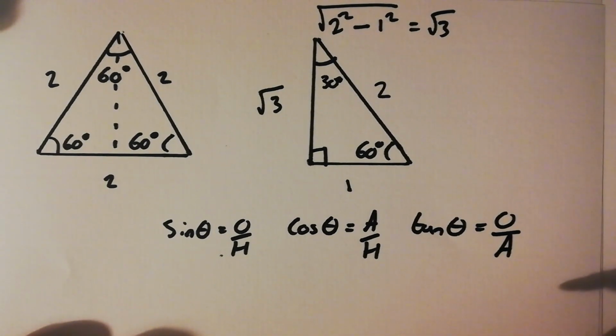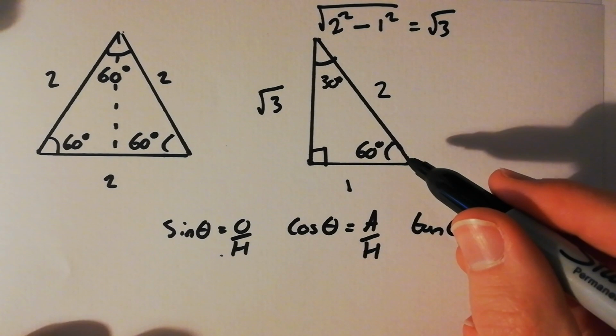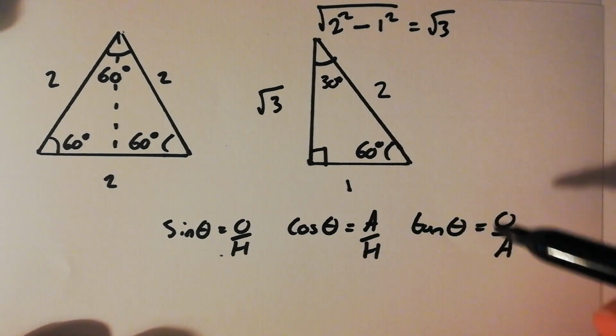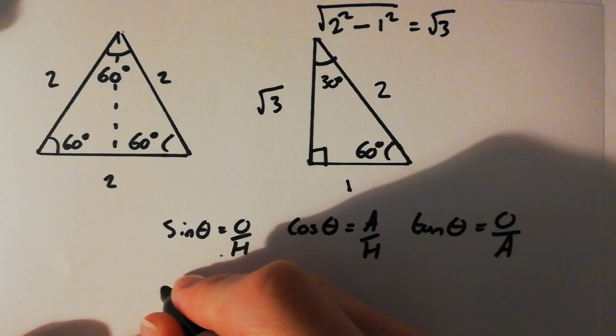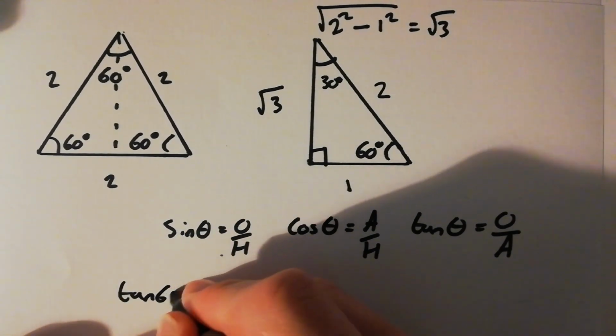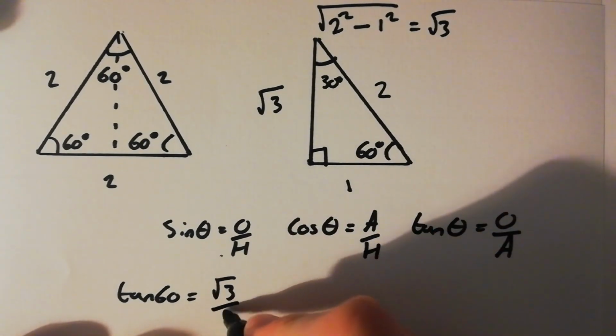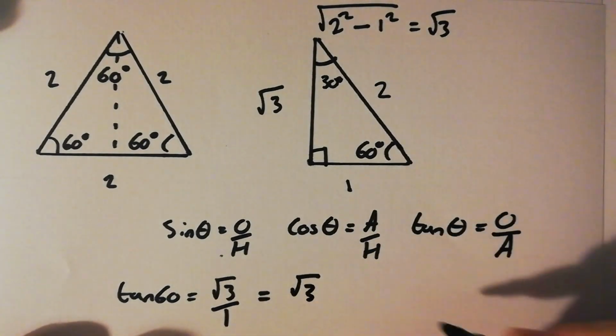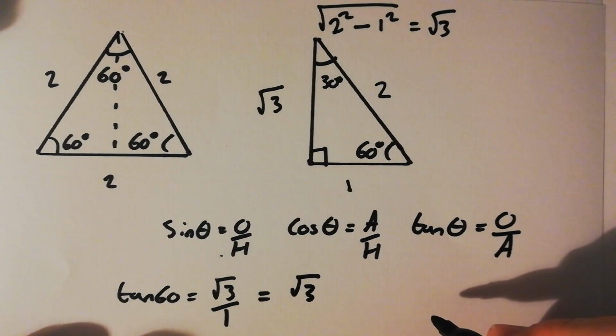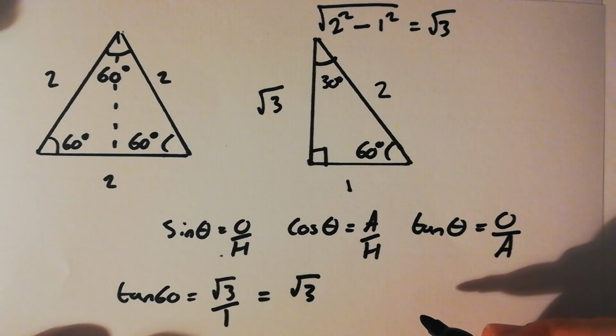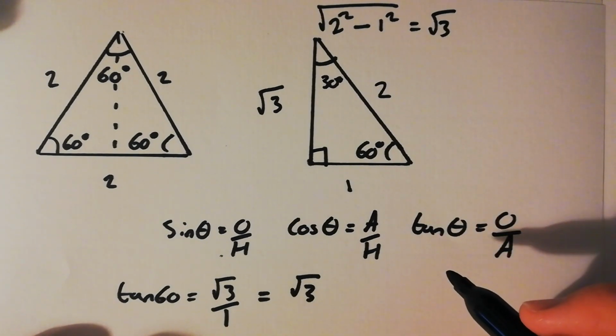So for example, if we were trying to find tan 60, we would know that tan of the angle is opposite over adjacent, so we could know that tan 60 equals the opposite, root 3, over the adjacent, 1, which equals root 3. This gives values of sine 60, cos 60, tan 60, sine 30, cos 30 and tan 30. If you remember these two triangles, it will give you all your values that you need to know.